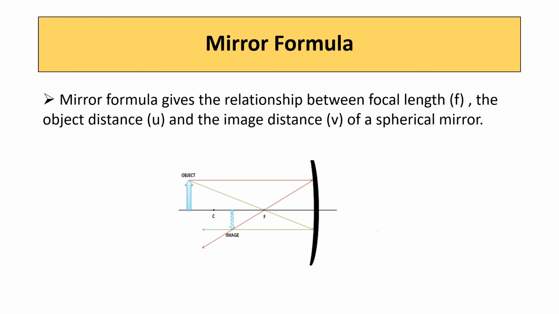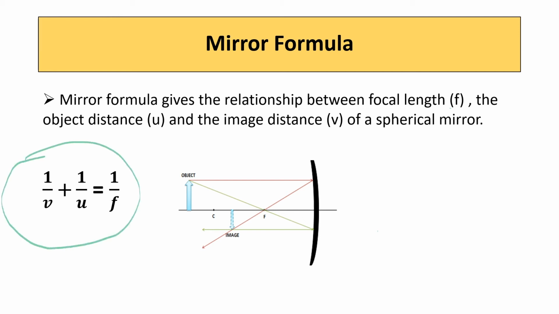What is focal length? Focal length is the distance between the principal focus and the pole of the mirror. This is the focus and this is the pole, and the relationship is 1 by f is equal to 1 by v plus 1 by u. Please remember the sign convention when you apply this formula.